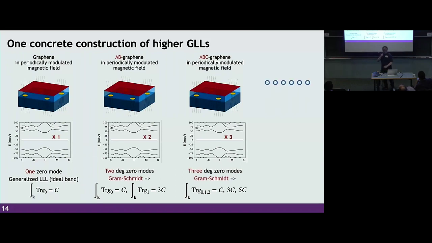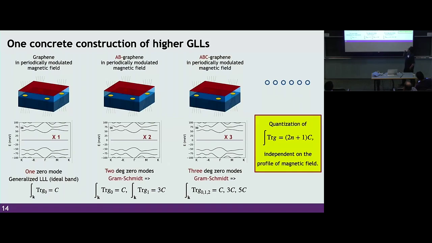And you can carry this procedure step by step and generate a set of bases by Schmidt orthogonalizing the zero mode space. And all the states obtained after this procedure will have exactly quantized trace formula no matter how non-uniform the magnetic field is. You pick a linear combination of the bands that minimizes the trace and achieves trace g equals C, and then you look at the orthogonal subspace and repeat.